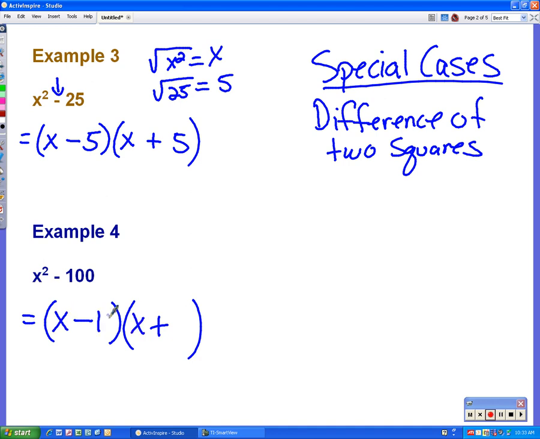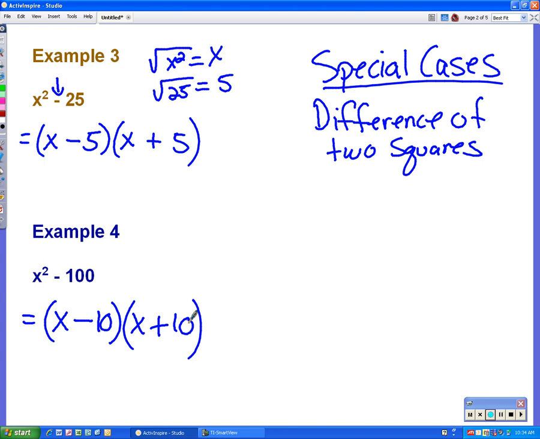Square root of 100 is 10. And we have factored those completely. Now, one thing I forgot to look at, and I should have started, is the greatest common factor. You will notice that the greatest common factor, when we look at x squared minus 25 and x squared minus 100, the GCF here is just a 1. And pulling out a 1 isn't going to get us anywhere.